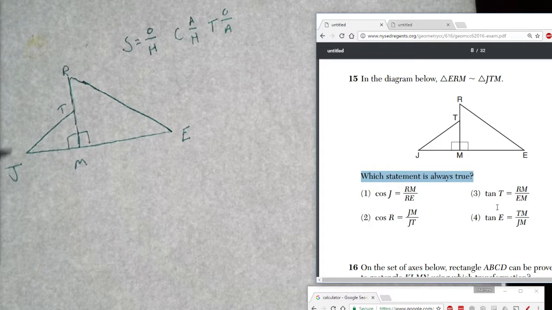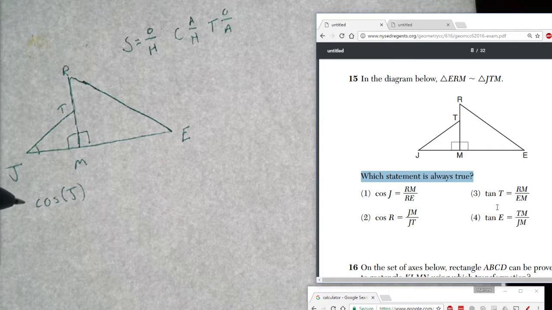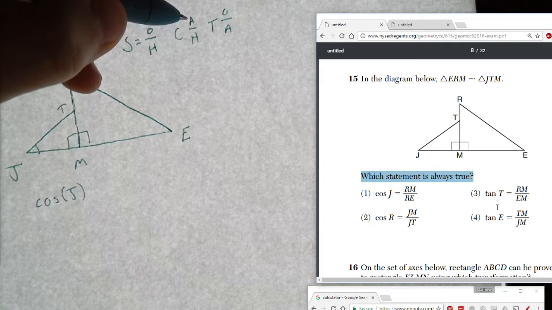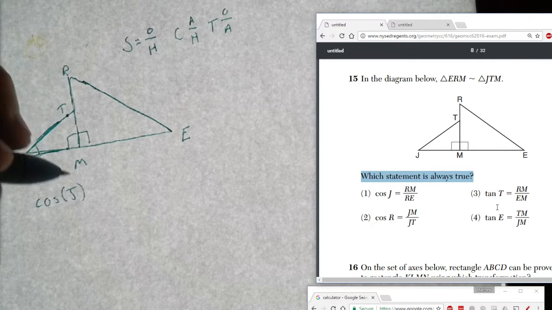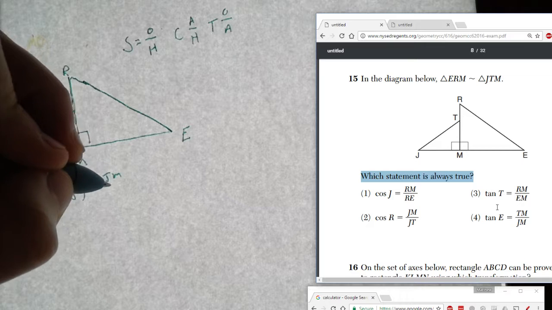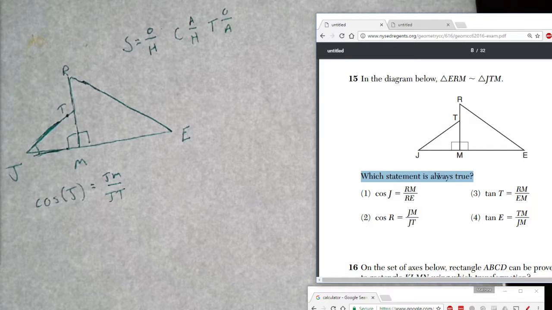All right, cos of J. Cos of J should be, cos is CAH, adjacent over hypotenuse. Here is the adjacent for this. Hypotenuse is here. So it should be JM over JT. Here they say, well, what's going on? I've got the sides from the other triangle in here. Well, that's just them trying to trick you.